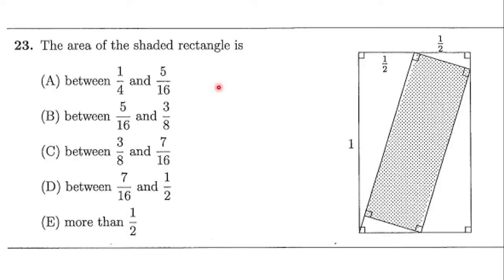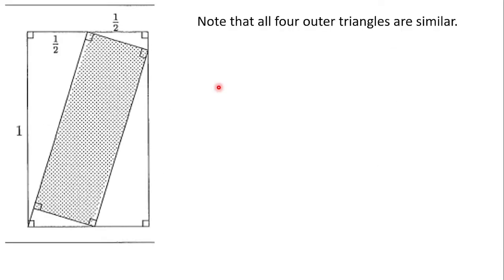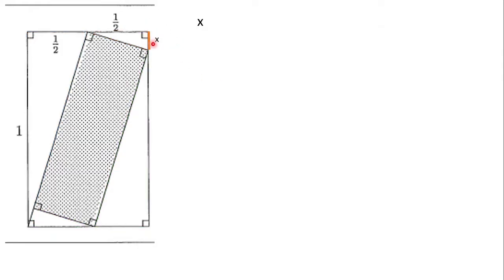Okay, next question, 23, good geometry one. We just need to find the area of the shaded rectangle. So again, we have some more similar triangles we can work with. All of the outer 4 triangles are similar. So first, let's solve for this length here. We have x on a half equals a half on 1, so x equals a quarter.